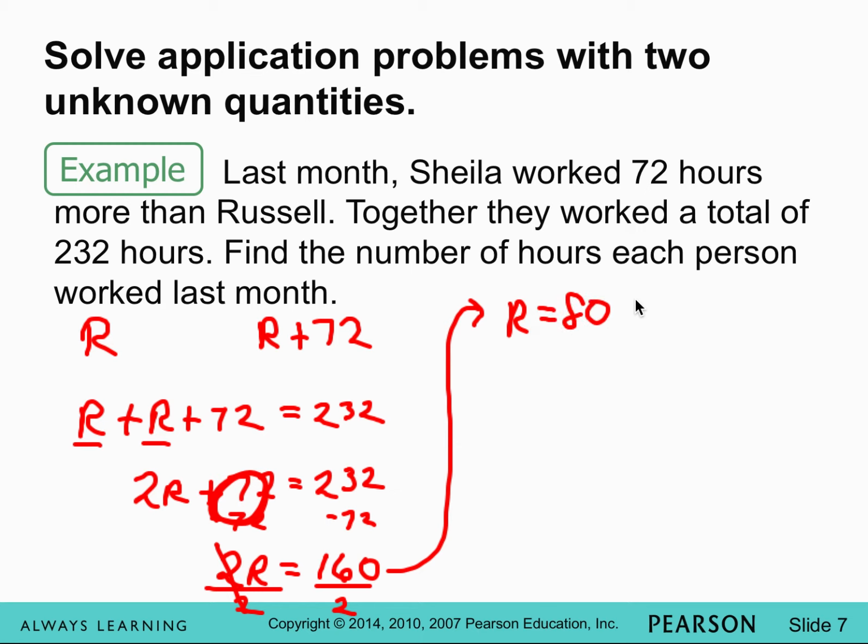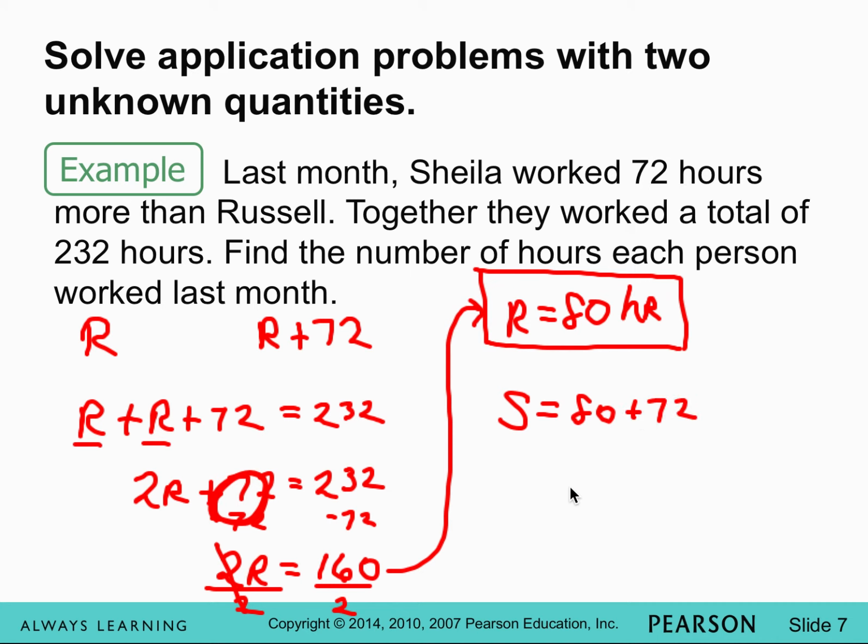Now, because I used R, I don't have to explain Russell, right? But don't forget it says find the number of hours each person worked. Now I need Sheila's, but this is Sheila. Sheila was 72 more than Russell. So Sheila is 80 plus 72, or Sheila is 152 hours.